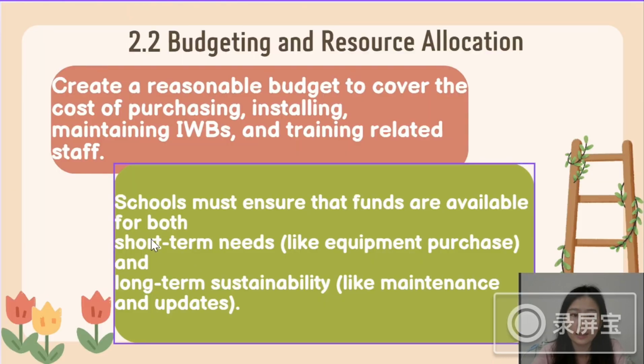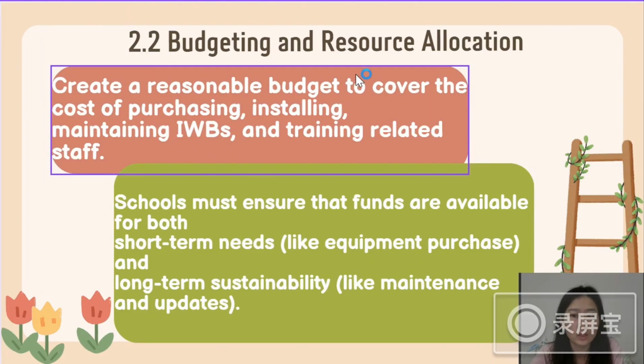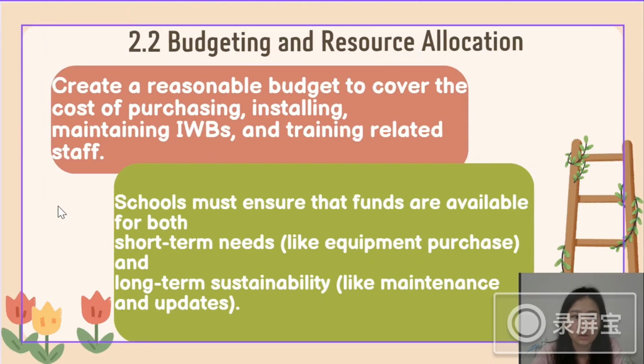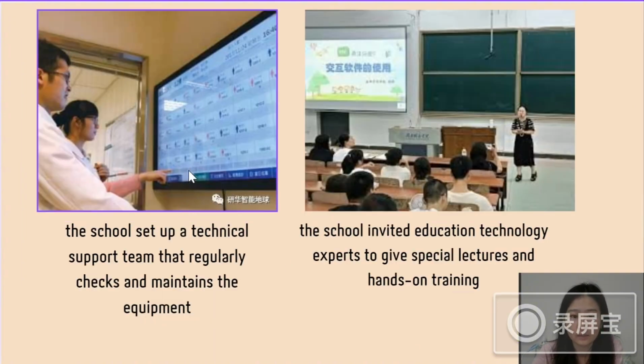And the second section is budgeting and resource allocation. So create a reasonable budget to cover the cost of purchasing, installing, maintaining IWBs, and training related staff. Schools must ensure that funds are available for both short-term needs and long-term sustainability. And here are some examples.